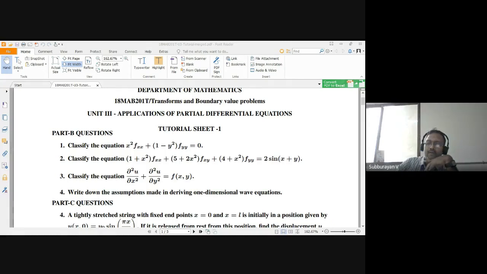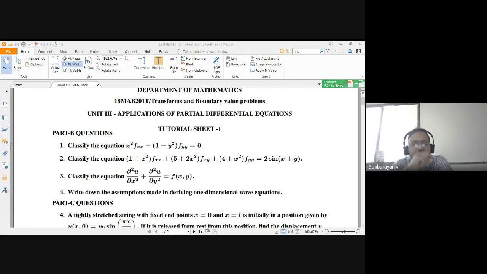Now come to question number 4. Write down the assumptions made in deriving one-dimensional wave equation. Sorry to say, I have not derived the equation because it is not in our syllabus. But there are some assumptions made to derive the wave equation. It is given in the material. Please go through the material.